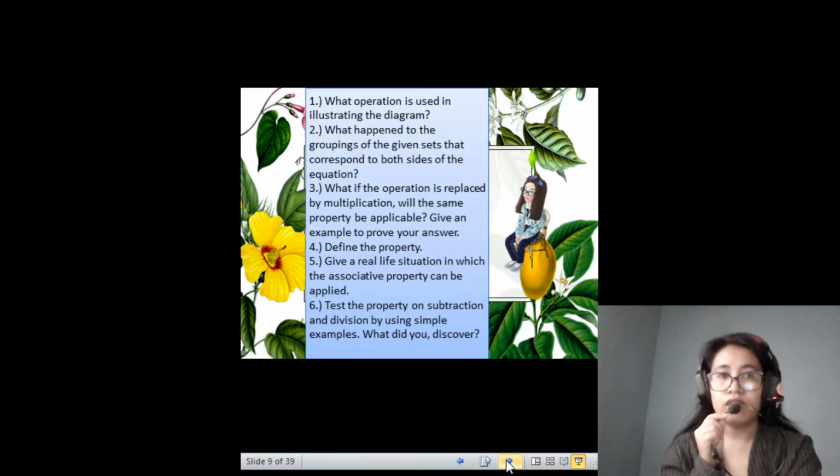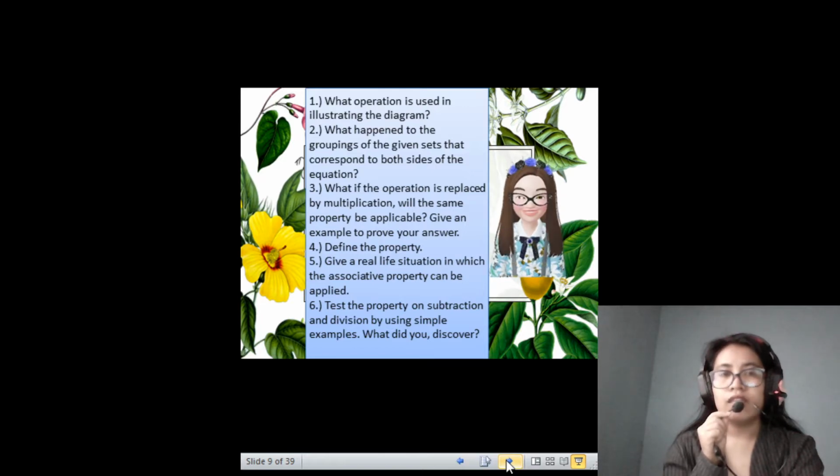Number 3, what if the operation is replaced by multiplication? Will the same property be applicable? Give an example to prove your answer. Number 4, define the property. Number 5, give a real-life situation in which the associative property can be applied. And lastly, test the property on subtraction and division by using simple examples. What did you discover?